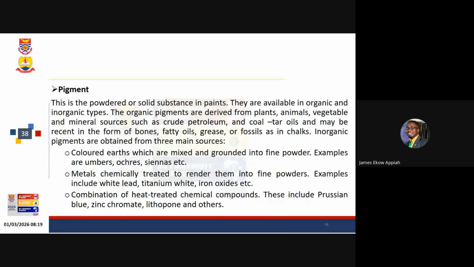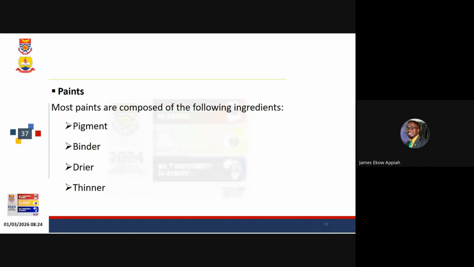Then when you talk about the medium or the binder, the nature of the pigment is powdery. Without the medium, without the oil, it will look powdery, and once it looks powdery, you cannot use it as a paint. So there's the need to add some substance to it that will bind all the particles in uniformity. That is why we add oil or medium or binder to it.